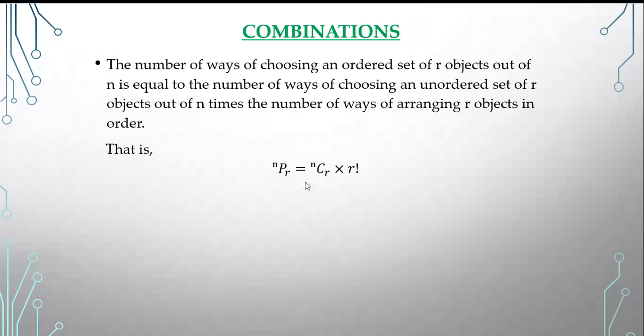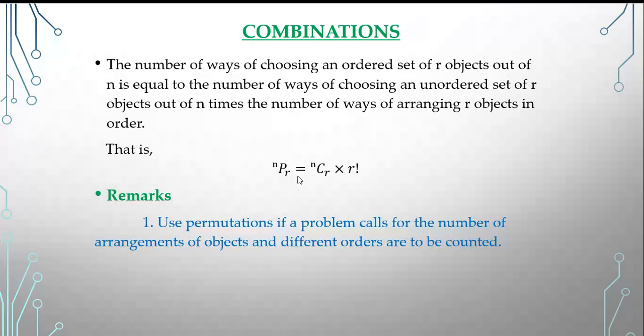You can also see the formula of nCr is n factorial upon r factorial and n minus r factorial. And the formula of nPr is n factorial upon n minus r factorial. So the only difference is r factorial. So if we multiply r factorial by nCr, that will give the permutation nPr.